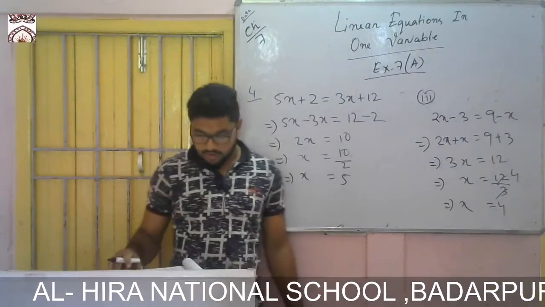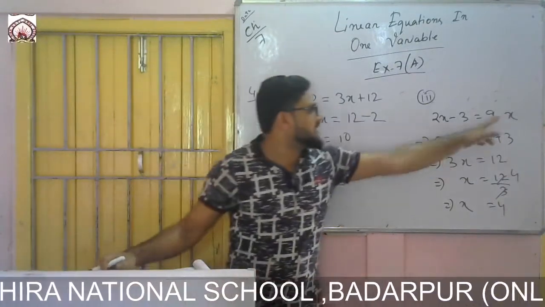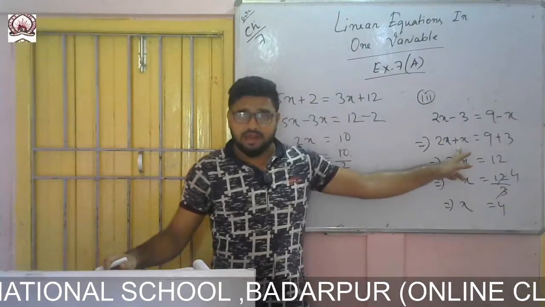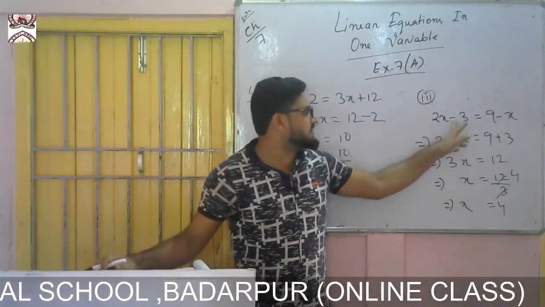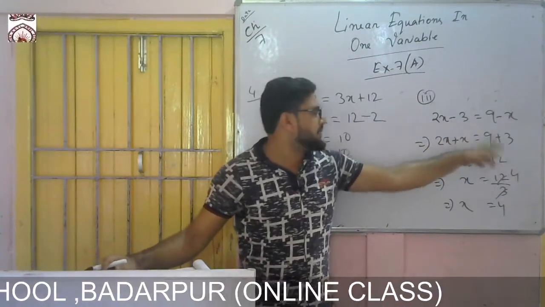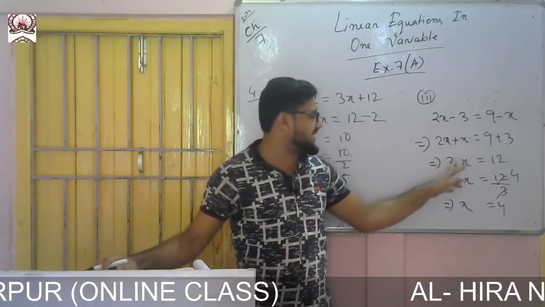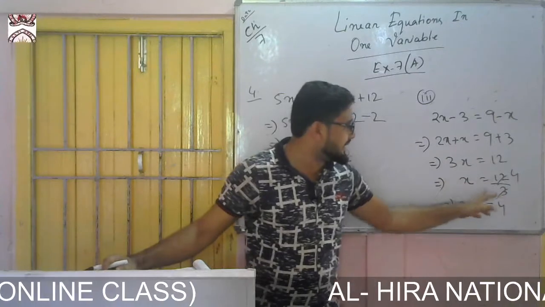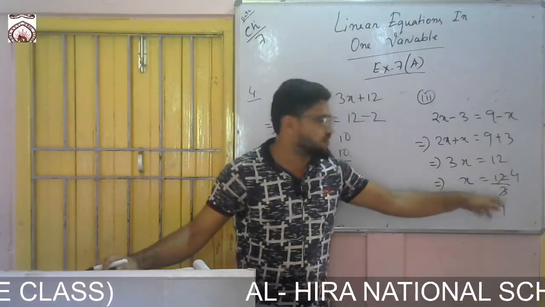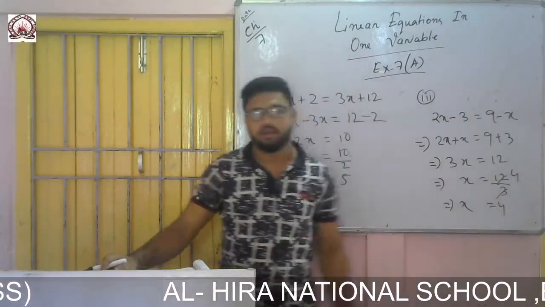You see, this minus x I have taken here as plus x. This minus 3 will go here as plus 3. So 9 plus 3 is 12. Twice x plus x is thrice x. Then I divided and got 12 by 3, cancelled with 3, it is 4. So x equals 4.